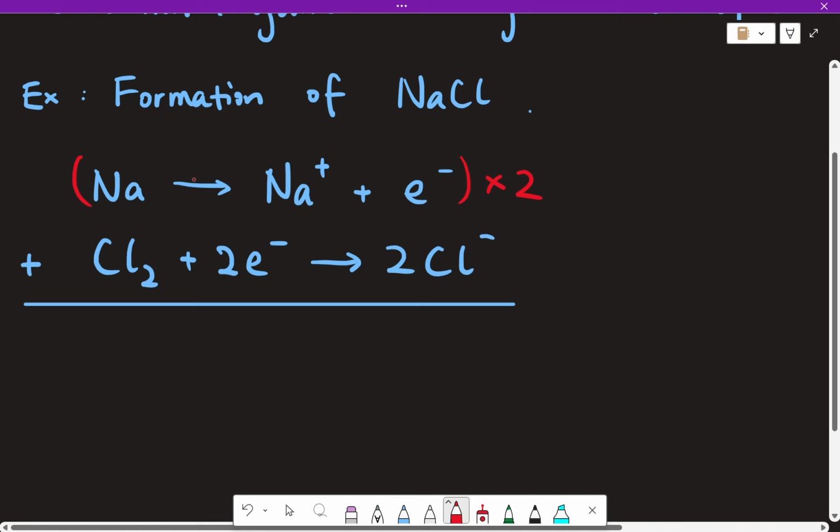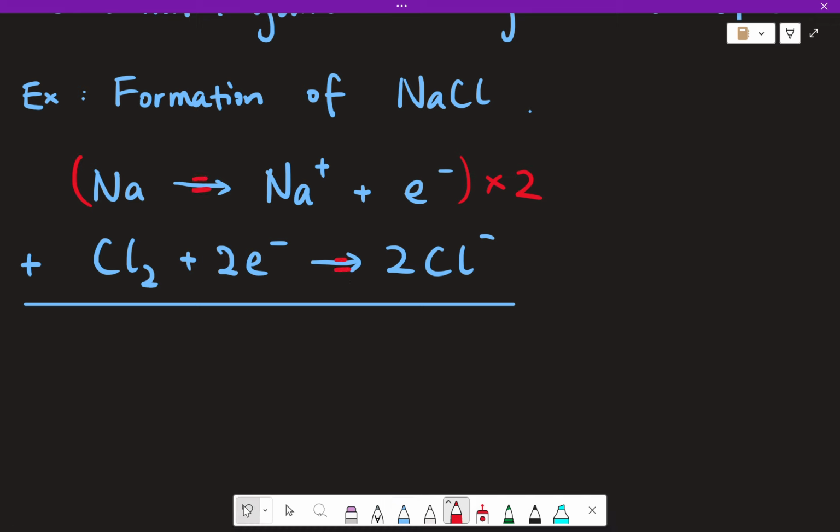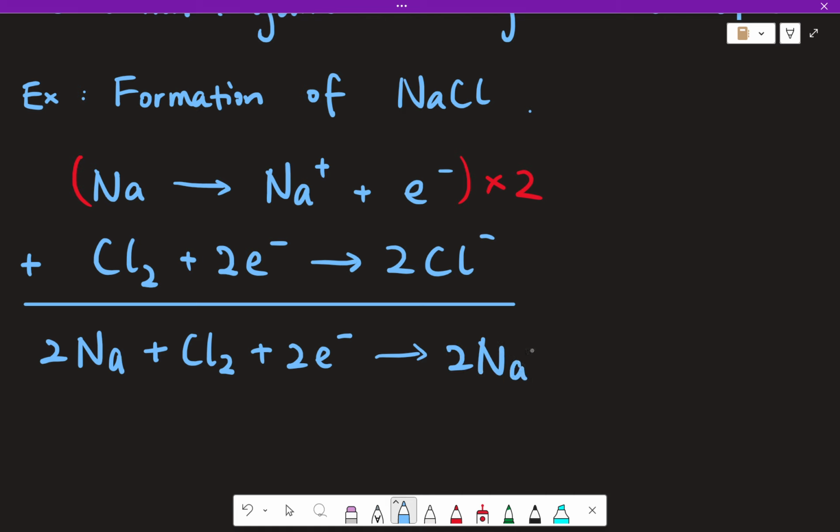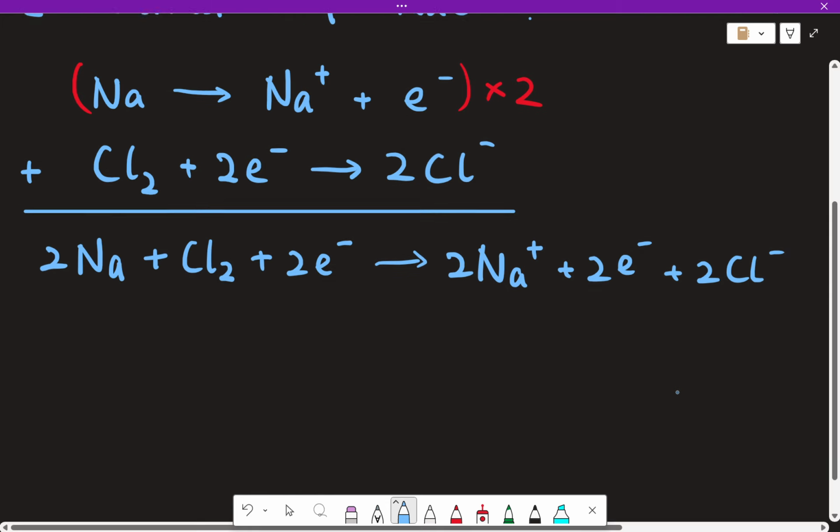And we will regard the arrows just like equal signs. So on the left side of the arrow, for the reactants, we have 2 sodium atoms, chlorine gas, and 2 electrons. On the right side of the arrow, which is the product side, we would have 2 sodium ions, 2 electrons, and 2 chloride anions.